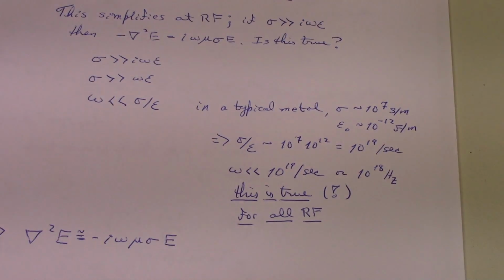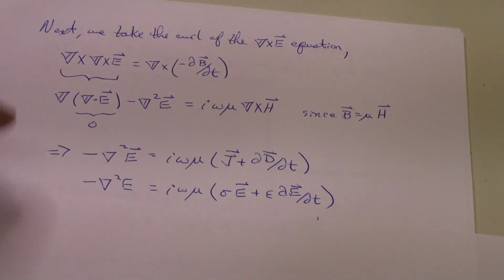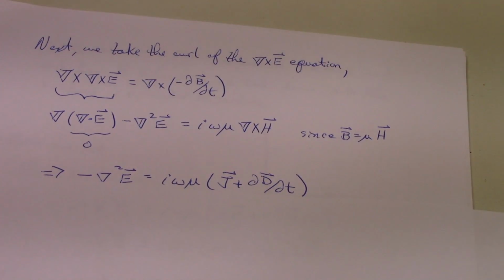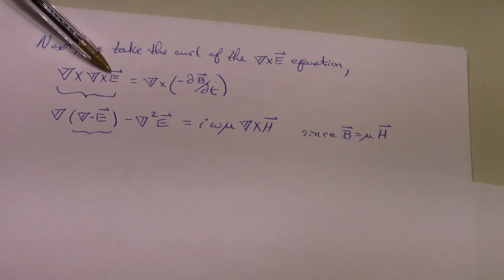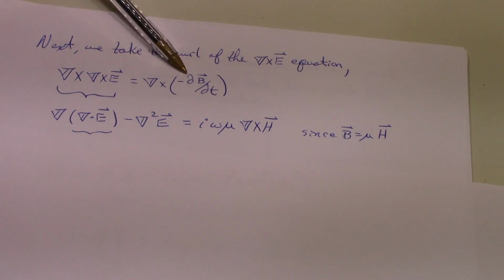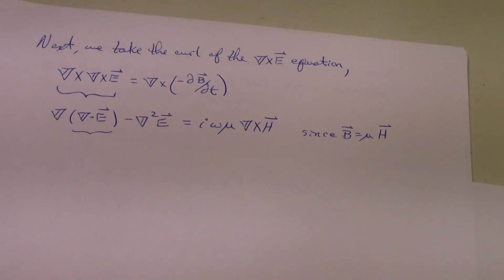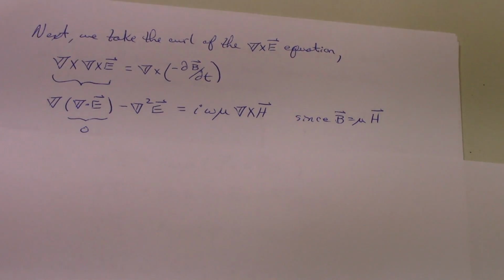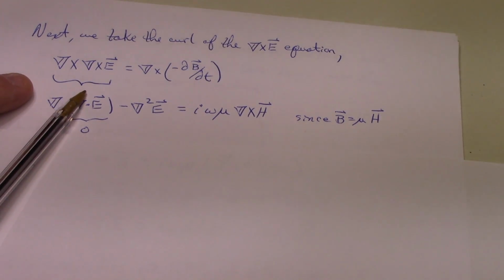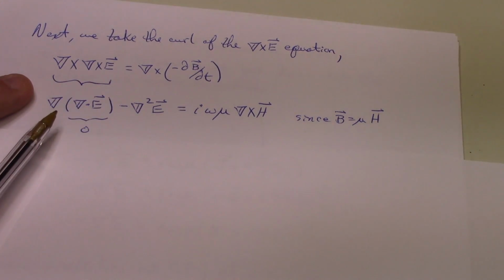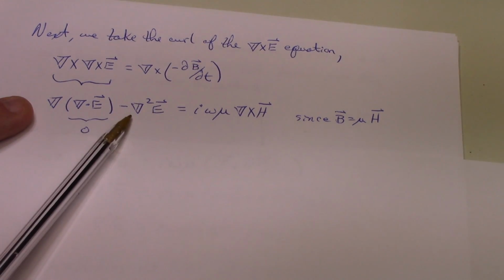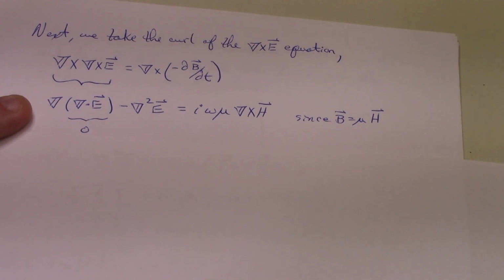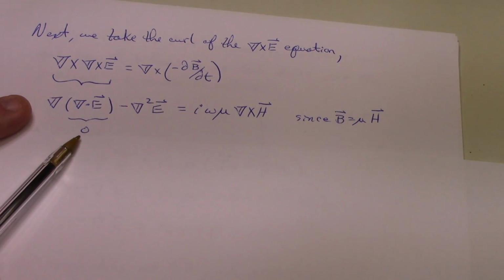All right, so the next thing we're going to do is take the curl of the curl of E equation, and this is what we end up with. We have the curl of E equals the curl of the negative time derivative of B. Here we make use of an identity from vector calculus where the curl of a curl is equal to the gradient of the divergence minus the Laplacian del squared of, in this case, E. Now we just showed above that the divergence of E is equal to 0.